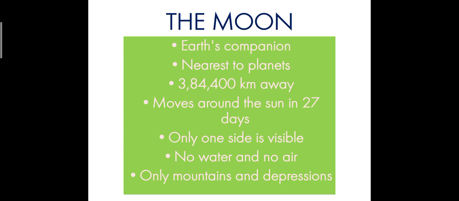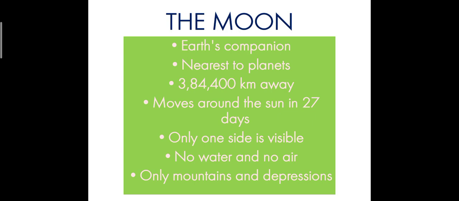So that is why we can see only one side of the moon. Now, children, the moon has no air, no water. Nobody can live there. And we can see depressions and mountains there. It's not a plain, not like a cemented or plain area. It is covered with small mountains, depressions, some hollows. So that is the surface of the moon.